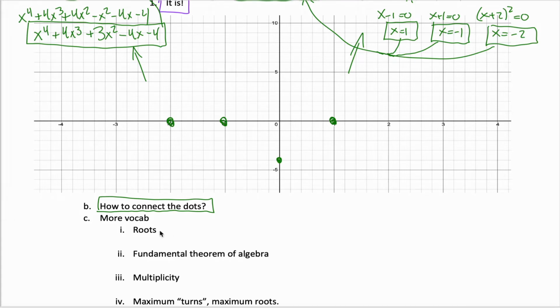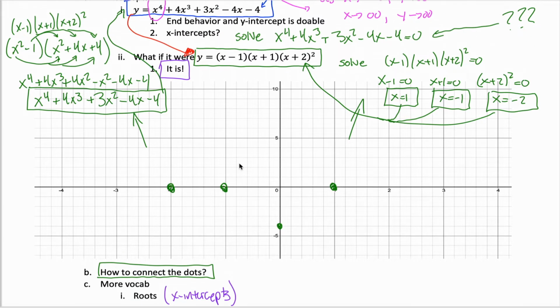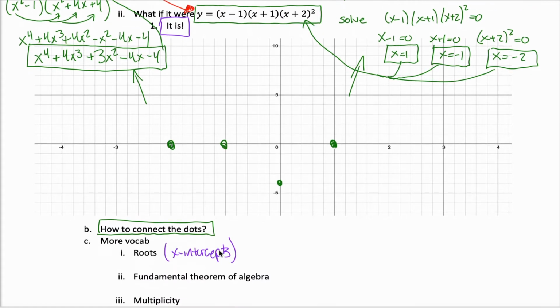For our purposes, it means the exact same thing as x-intercepts. In other contexts and in more advanced classes, there's a slight differentiation between the two. But for our purposes, a root is an x-intercept. But often, rather than refer to it as an x-intercept, we'll refer to it as a root. So I could say the roots of this polynomial are at 1, -1, and -2, exactly where my x-intercepts are. FYI, the roots are also referred to as the zeros of a polynomial.